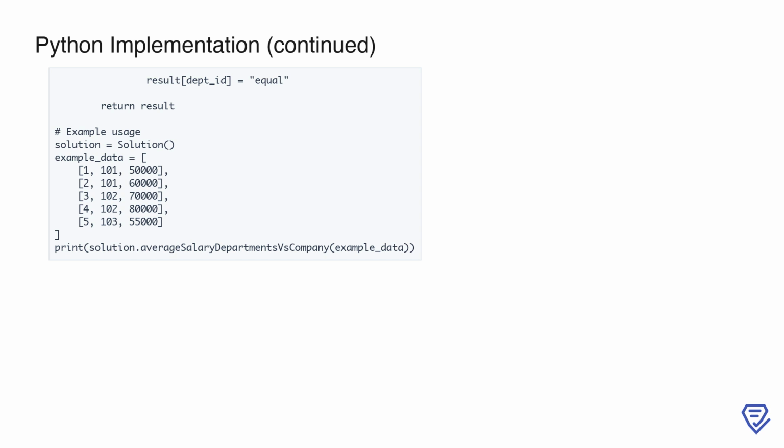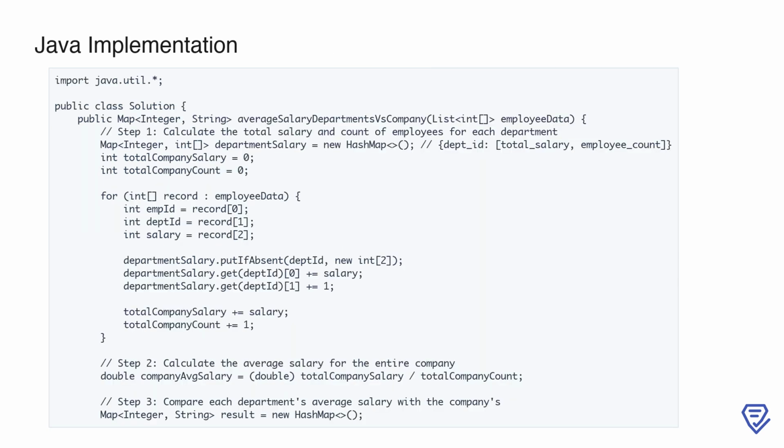distributions across departments. To begin, we import the necessary libraries and create our solution class. Inside the method average_salary_departments_versus_company, we start by initializing 2 key data structures. The first is a map called department_salary, where each department ID is mapped to an array that stores the total salary and the number of employees in that department. The second is to track the total salary and employee count for the entire company.